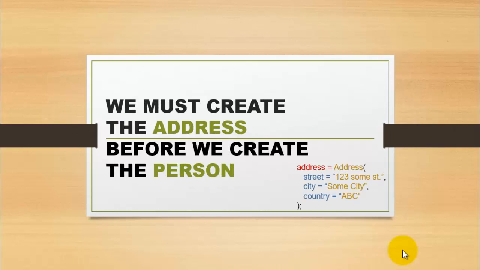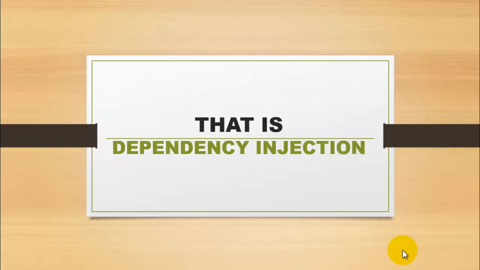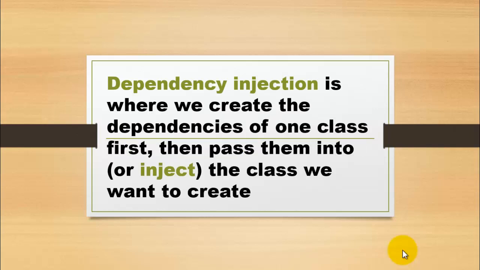So how will we do that? We must create the address before we create the person. We will initialize the variable of the address class with values like street, city and country, and then we inject the address into the person object. Like person equals new Person, with name, contact and address. So that is dependency injection.